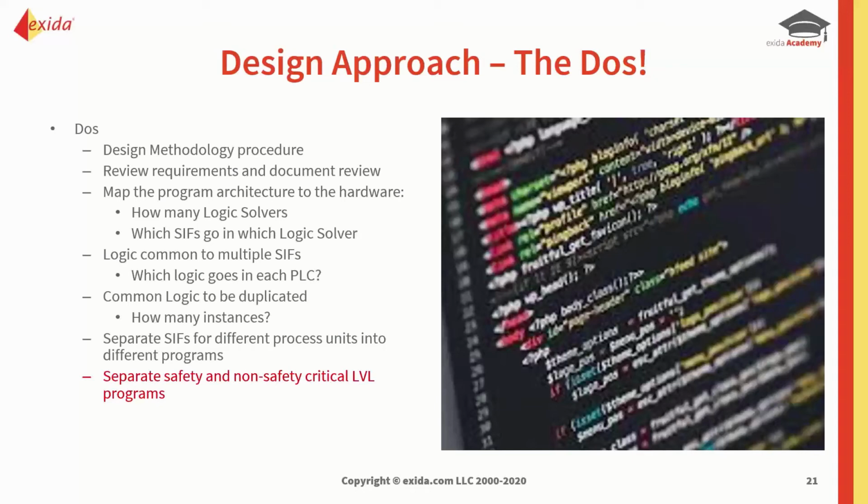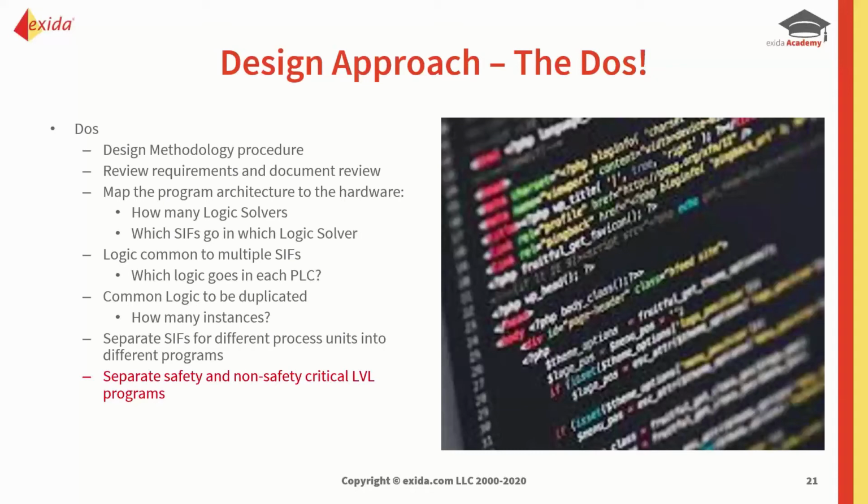Then we want to map the program architecture to the hardware. So again, how many logic solvers and which SIFs go into which logic solver? Because here again, in some process plants, you may want to group the SIS according to the process requirements, and therefore you may have to have more than one logic solver. And then what sort of logic is common to multiple SIFs, and here again, which logic goes in which PLC? Any common logic that's duplicated, because again, if we have to make changes, we have to know how many instances there are of this common logic, which we have to be able to modify.